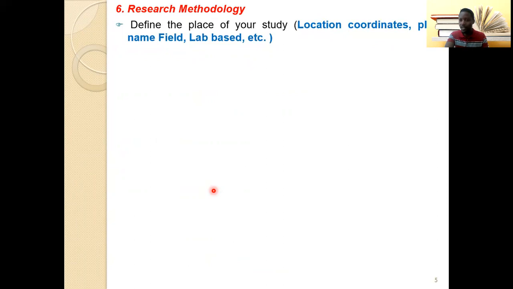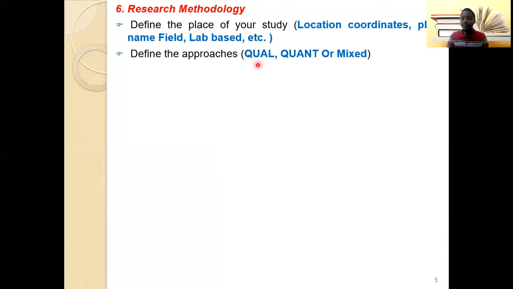Then after that you go to number 6, which I call the research methodology. This is a very important section. In this research methodology, you need to define the place. Where are you going to conduct this study? Give us the location. Try to show us the coordinates and the place name. Show us if it is in the field or if you are doing laboratory-related studies. And then, in the same way, you need to define the approach which you are going to use: the quantitative approach, the qualitative approach, or the so-called mixed approach.